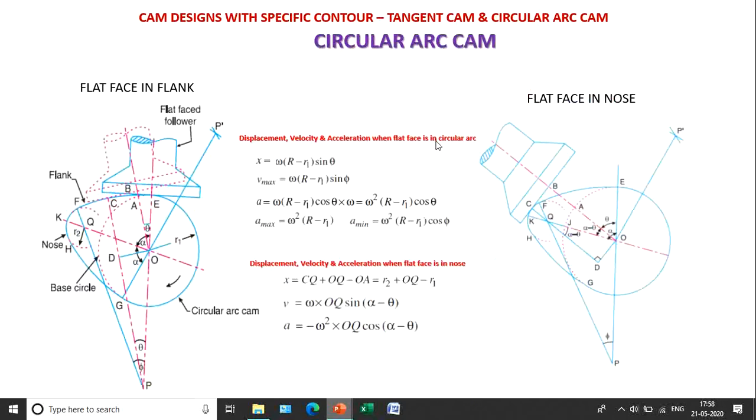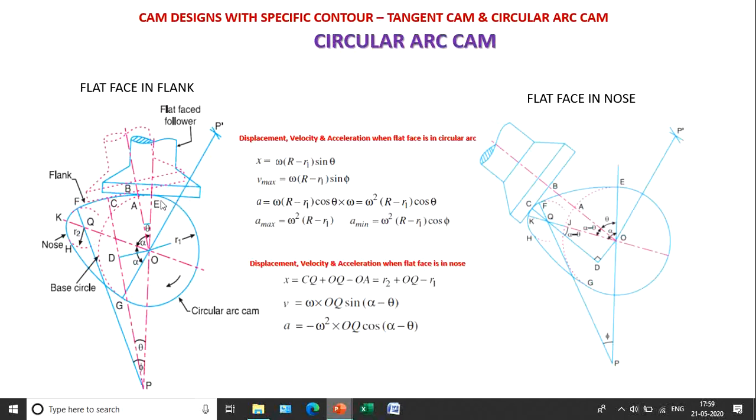Now the second type is the circular arc cam. A circular arc cam is usually followed by a flat faced follower. This is the geometry of the circular arc cam. The difference between the tangent cam and the circular arc cam is that instead of a tangential straight line, it has convex curves. The base circle and the nose radius are joined by convex curves. Here is one convex curve and here is another symmetrical convex curve. If we divide it in two, it is symmetrical. Both the tangent cam and the circular arc cam are symmetrical cams.